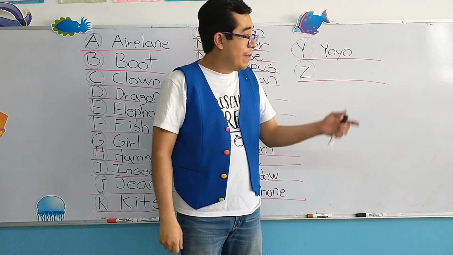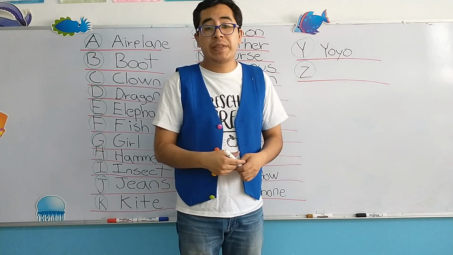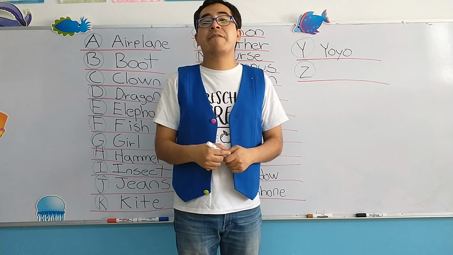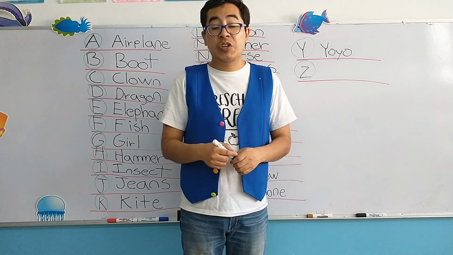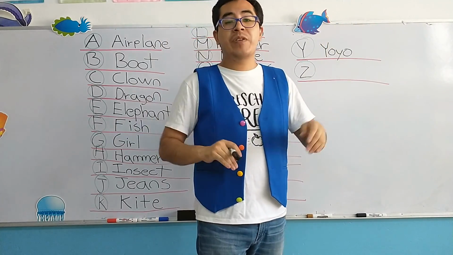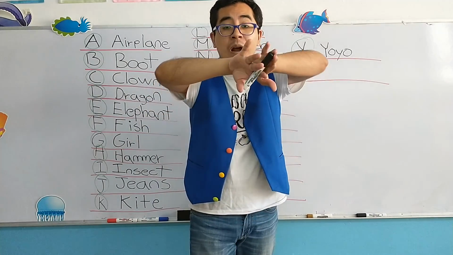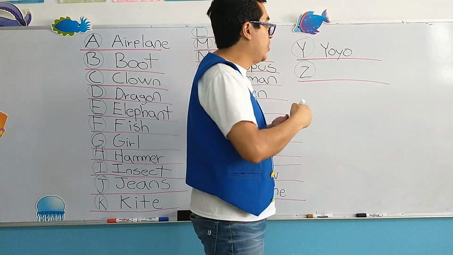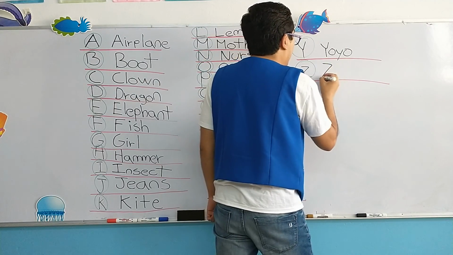That's the yo-yo. And finally, for capital Z, we have the zoo, which is a place that we can visit to check all of the beautiful animals that are around it, okay? The zoo, zoológico.